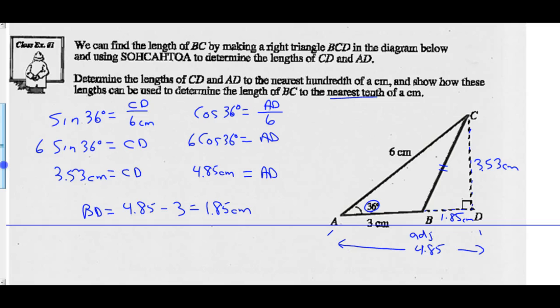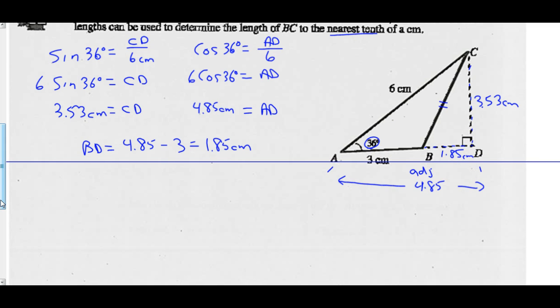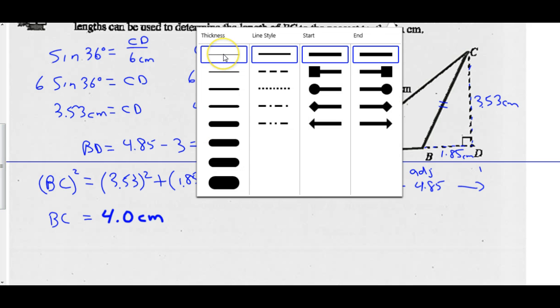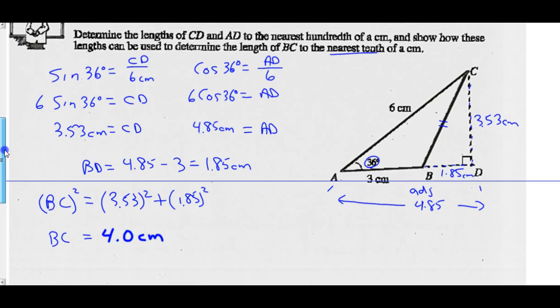So I'm going to use Pythagoras Theorem. I've got two sides of a right angle triangle. I can find the third side. Pythagoras Theorem states that the square of the hypotenuse, which in this case is side BC, should equal the sum of the squares of the two sides. So 3.53 squared add 1.85 squared. So if we do that, use Pythagoras Theorem, let's figure out what the length of BC is. You can use your calculators. I'll let you do that. And we should come up with BC being a length of, if I round it, 4.0 centimeters. Alright. And I believe that's what this question asks us to find. Find the length of BC.